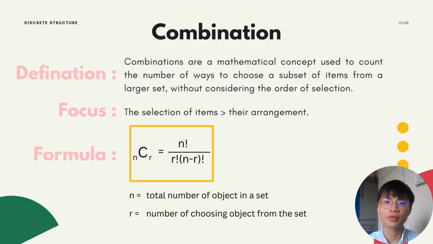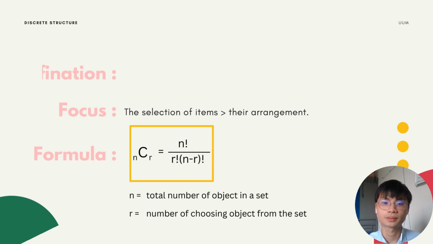Here is the formula of combination. n combination r equals n factorial divided by r factorial multiplied by n minus r factorial. n represents the total number of objects in a set, and r represents the number of chosen objects from the set. By understanding combinations, we can determine the number of possible selections from a given set, which is helpful in solving many real-world and theoretical problems.